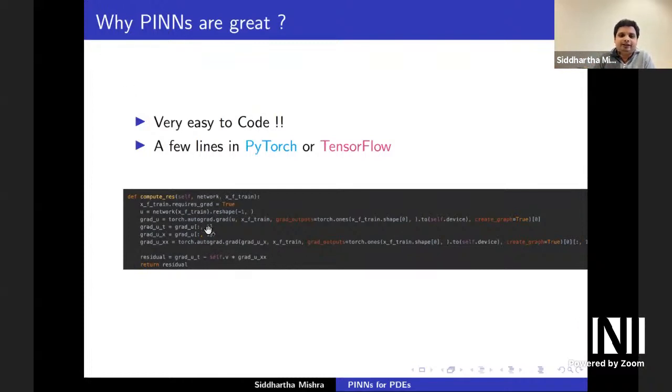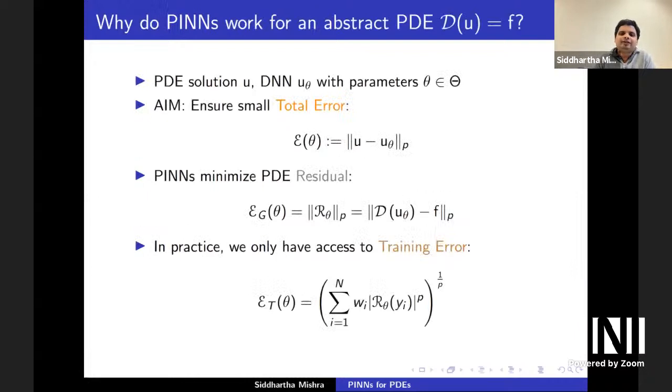It's trivial to code. In fact, this is the entire code for evaluating the residual. A few lines, anyone can do it. So it's very good in that sense. But the question remains: why should this work, right? All that I'm doing is minimizing the pointwise residual and fitting the initial and boundary data. Why should this lead to anything sensible, right?